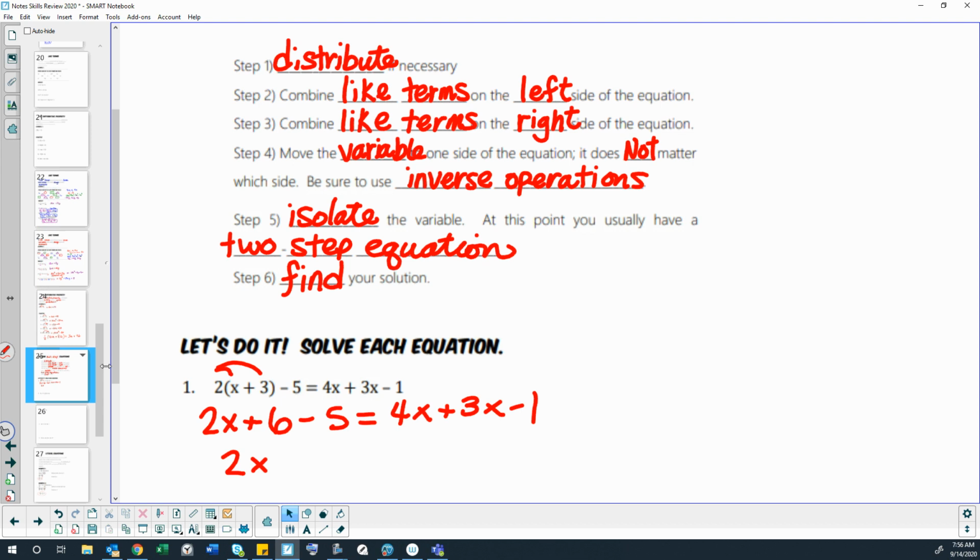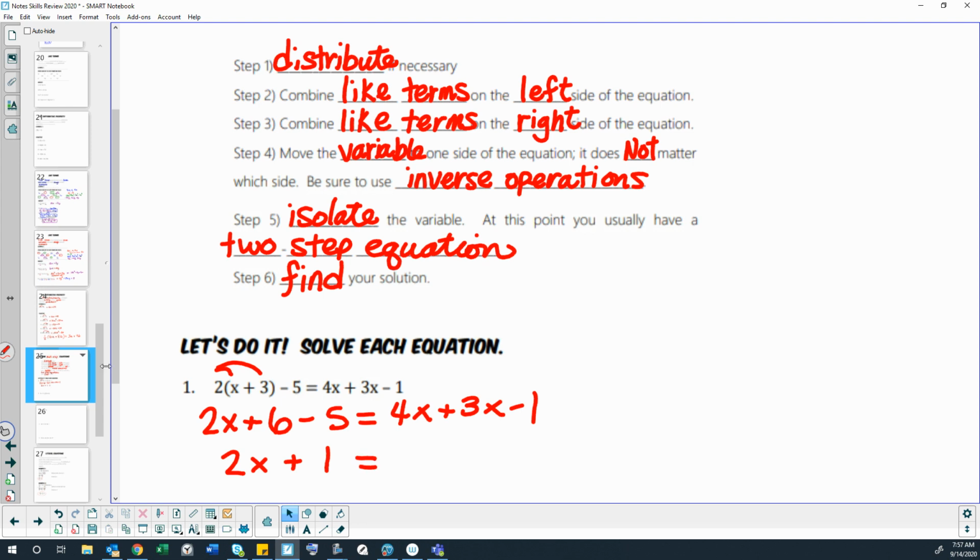So what's 6 minus 5? 1. Positive 1 or negative 1? Positive 1. So because it's a positive 1, we need to write a plus 1 next to our 2x. Okay, we combined everything on the left side. Now we're going to combine everything on the right side.